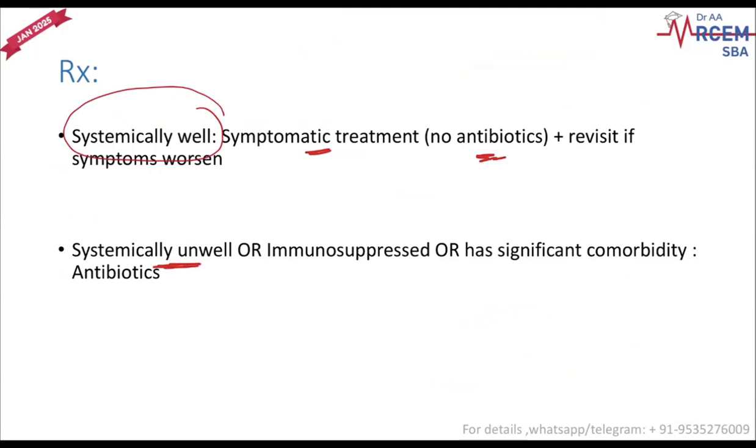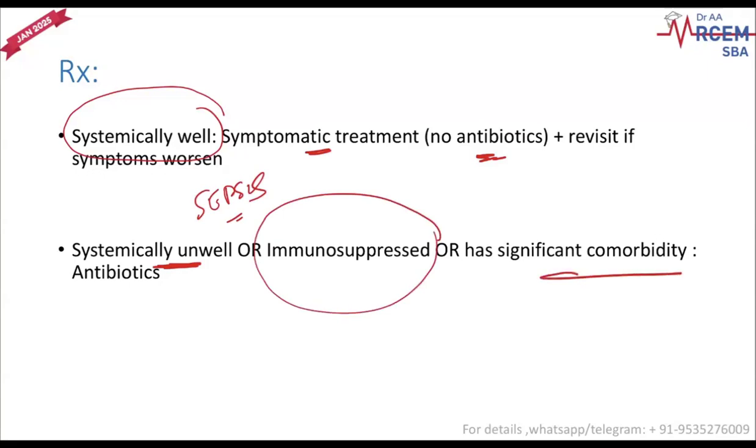If the patient is systemically unwell, what do I mean by systemically unwell? For example, the patient is having tachycardia, hypotension, suggestive of sepsis. You consider this patient as systemically unwell. Or he is immunocompromised, he might be on some chemotherapy. Or there is a significant amount of comorbidities, for example uncontrolled diabetes, uncontrolled hypertension, or he is a known case of end-stage renal disease.